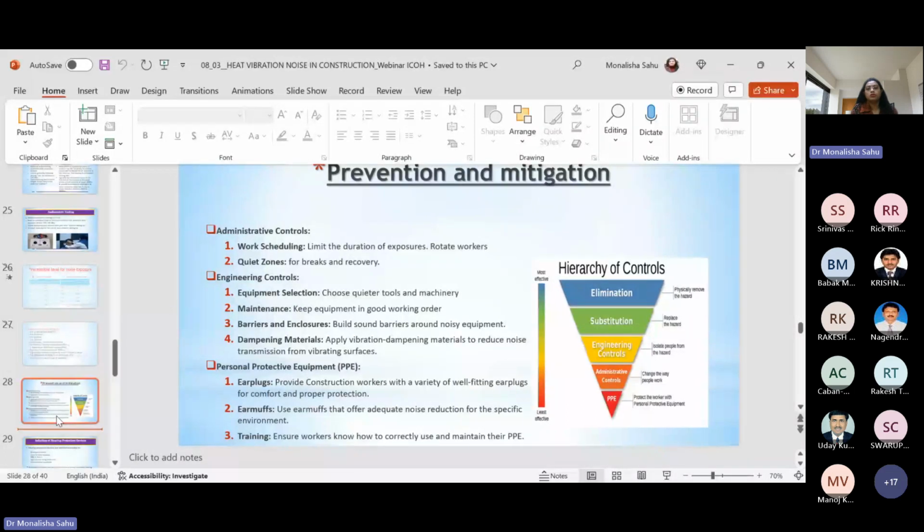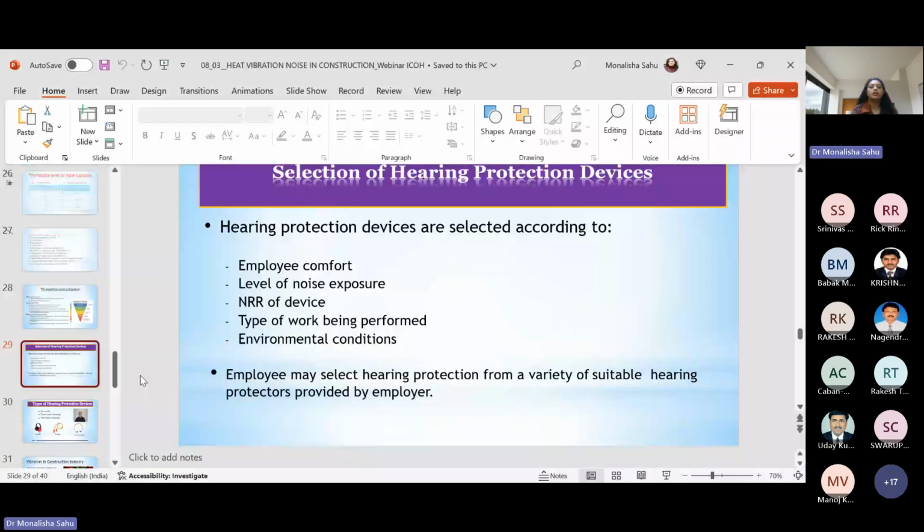There can be engineering controls like equipment selection, equipments which are quieter, which are good and well maintained so that they produce lesser noise. There can be barriers and enclosures to the noisy equipments, and there can be dampening materials. Also, when these kind of engineering controls are not very useful, or they are limited to certain extent, one must use earplugs or other personal protective equipments based on their level of comfort.